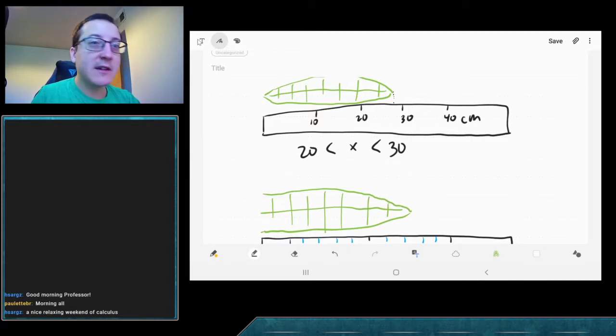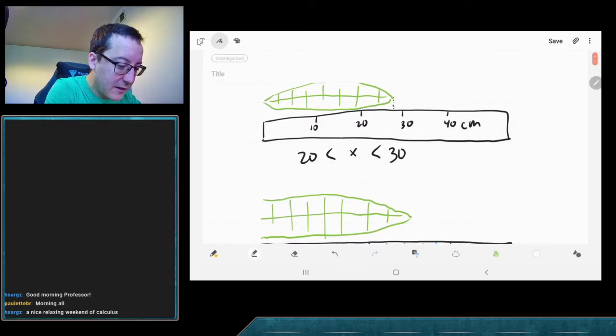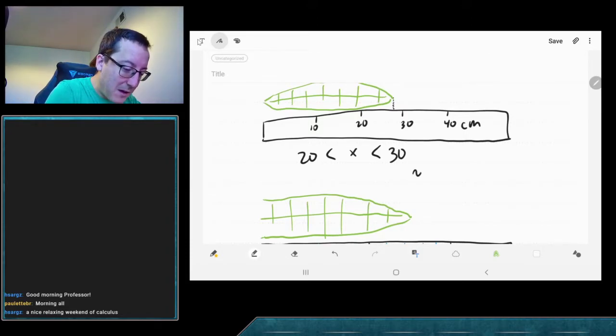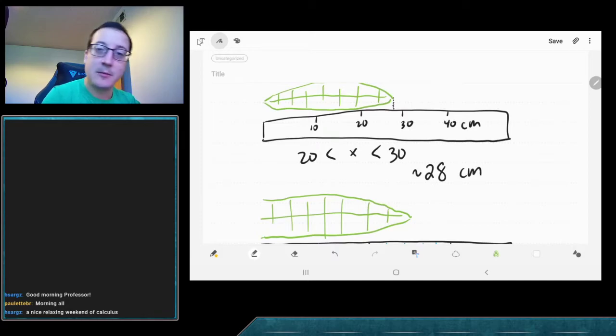And so if you were to try and guess how long this leaf was, based on these lovely drawings I've done here, just on the top drawing, by the way, you would probably say maybe about 28 centimeters, according to this drawing, thereabouts. We can see it's definitely closer to the 30 side, probably not 29, could be 27, somewhere around there, right? We have a pretty good idea that that's where our measurement is.